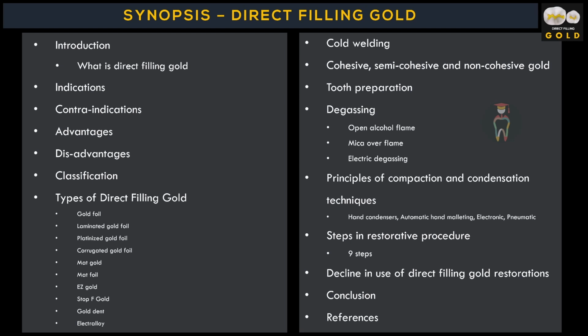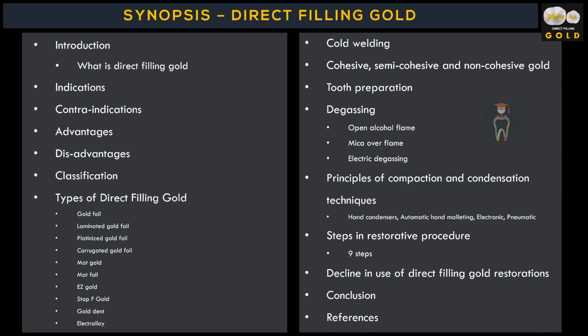Then the types of direct filling gold material, there we have to write in a little detail about the gold foil, the laminated gold foil, platinized gold foil, corrugated gold foil, then the matte gold and the matte foil, then about the EZ gold, the Stop of Gold, Goldent and electroalloy. All these materials have to be explained in short.